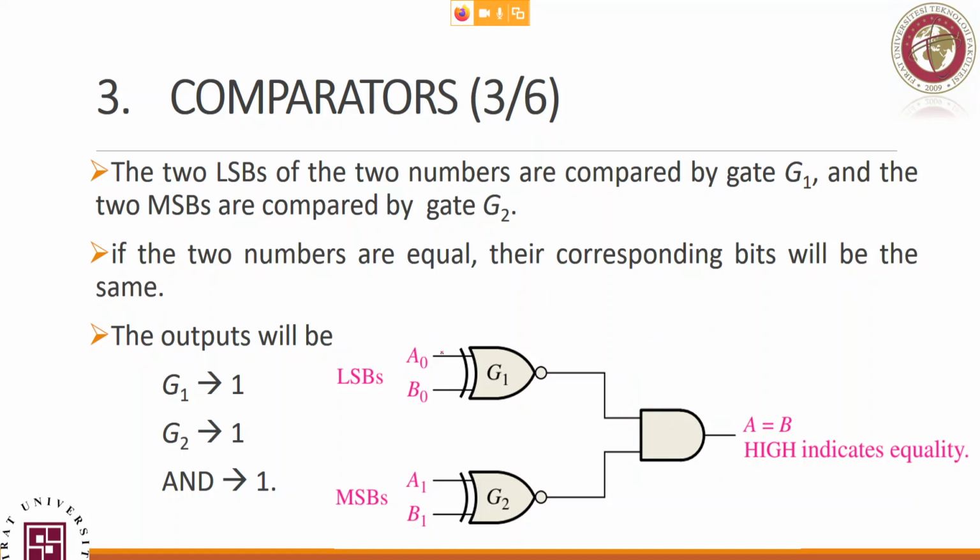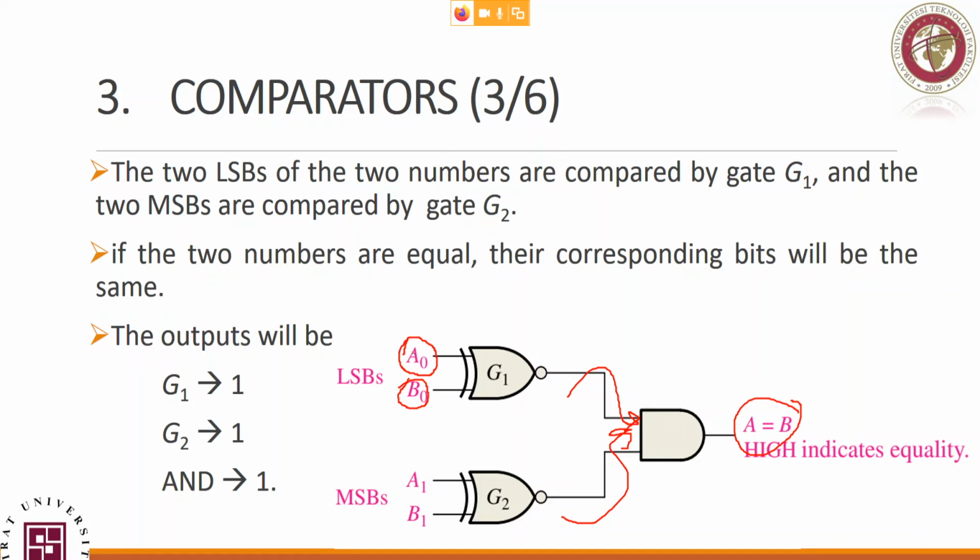What I can do is compare the lower bits first, the LSBs. Whatever the result is here, leave it and check the MSBs. Whatever the result is there, leave it, then AND both outputs. ANDing the outputs will be high exactly if the quantities are equal.